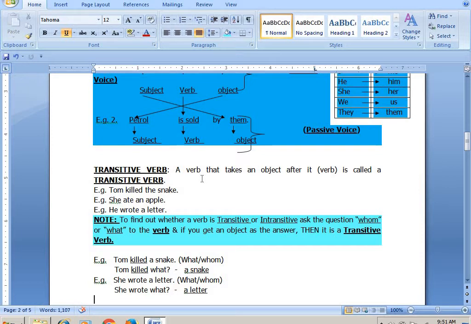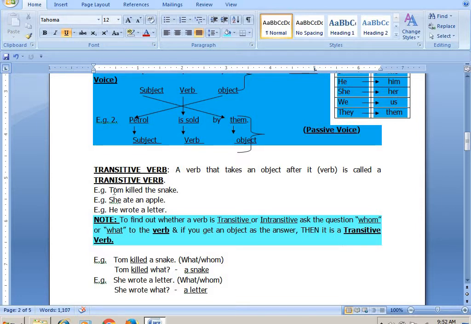For example, Tom killed the snake. She ate an apple. He wrote a letter. All these three sentences are, students, in which tense? They are in past tense. Now look here, note. To find out whether a verb is transitive or intransitive, ask the question whom or what. What question do you have to ask, students? Whom or what. And to whom do you ask? To the verb. And if you get an object as the answer, then it is a transitive verb.